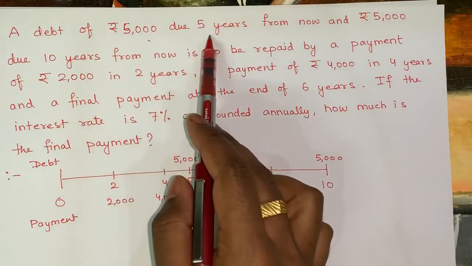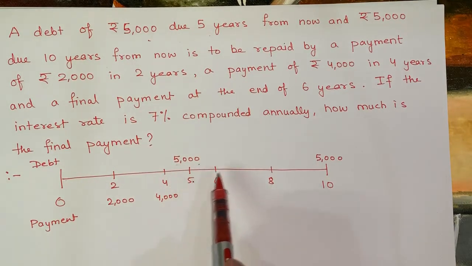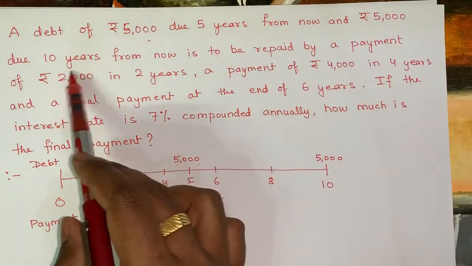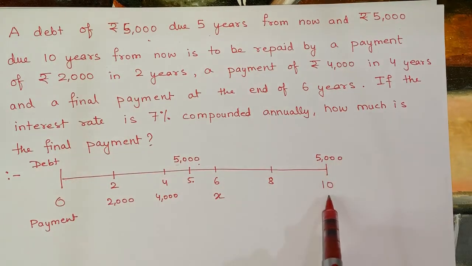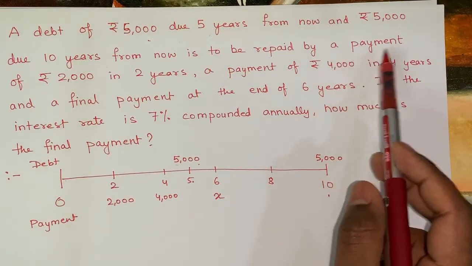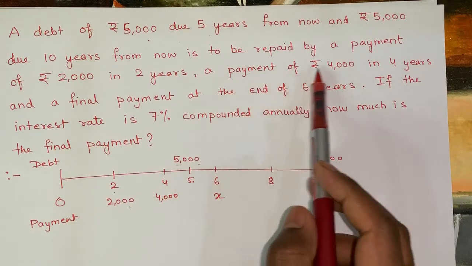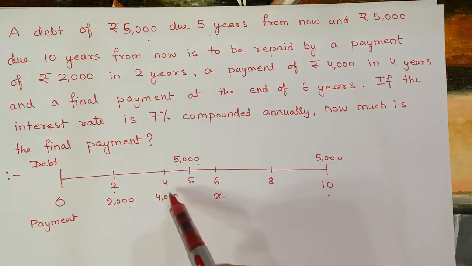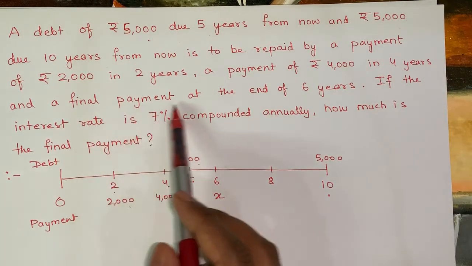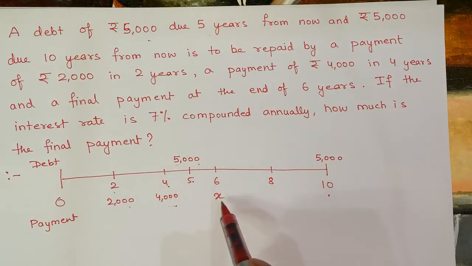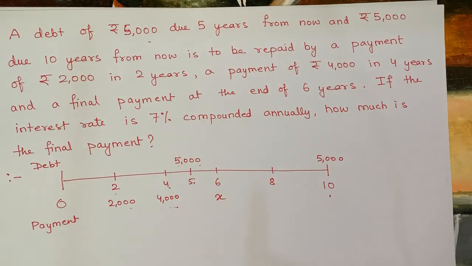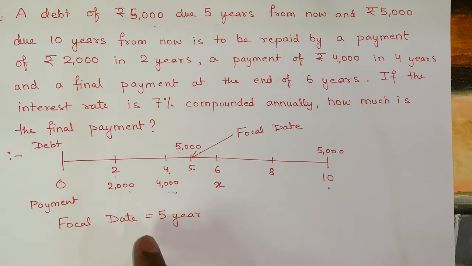Debt of rupees 5,000 due in 5 years, debt of rupees again 5,000 due in 10 years, which is getting repaid by payment of 2,000 in second year, payment of 4,000 in 4th year, and the final payment at the end of 6th year. So at the end of 6th year I have let the final payment to be x. Now in this, firstly we need to decide the focal date. So let's assume the focal date to be the 5th year. So the focal date is 5 years.